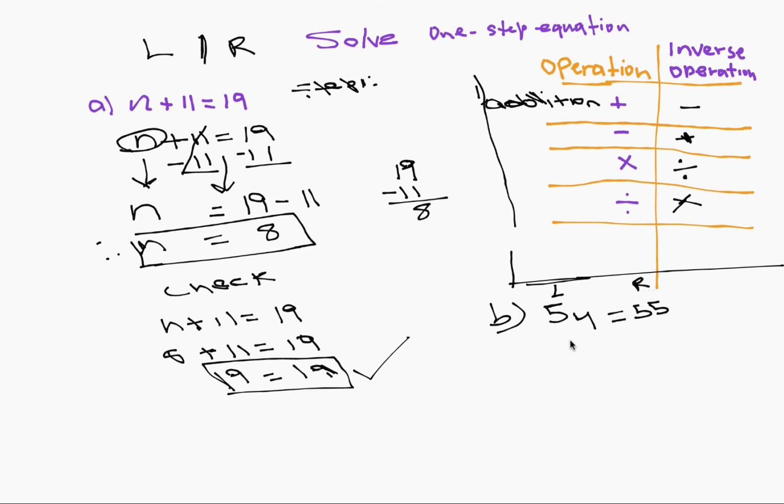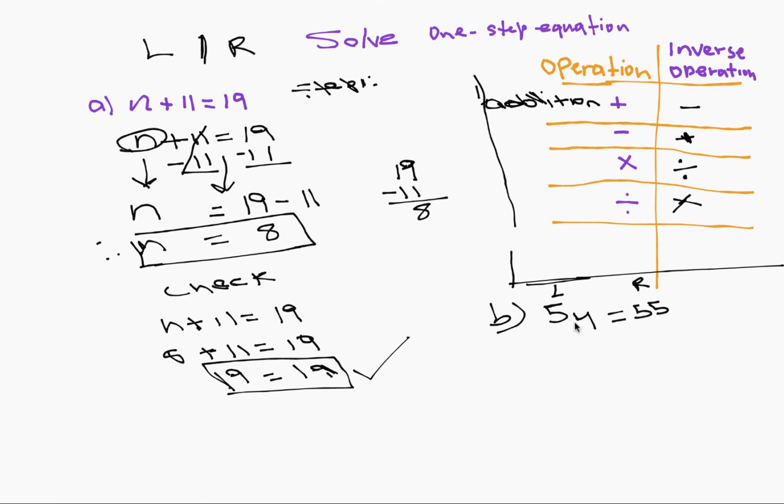So step number one, we need to look at the term with the variable on the left side of the equation because we want to get the variable by itself. We want to isolate the variable. In this case, we want to isolate the letter y. Okay? But now when we look at letter y, it has a coefficient before it, which is 5.